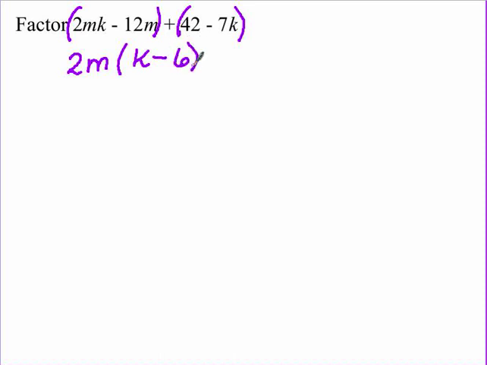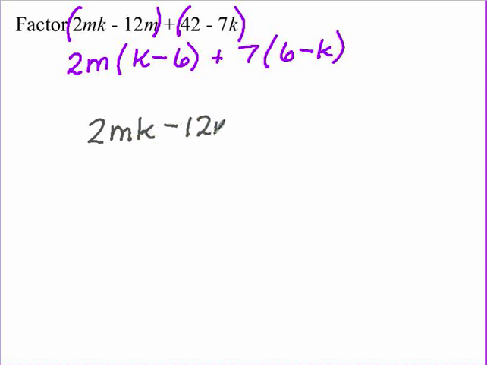K minus 6. What can you take out from the second bunch? 7. And what do you get? Negative 6. Okay, we got a problem, and what's the problem? Negative 6 and negative K. Yeah, they're the same thing, but they're opposite signs, right? So to combat that, I'm just going to go back to the original problem and flip-flop those last two terms.